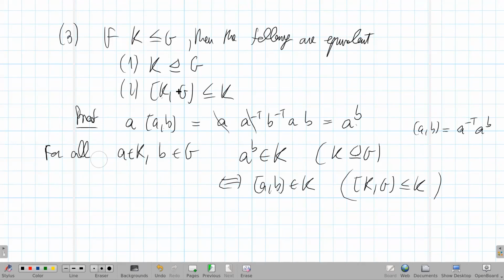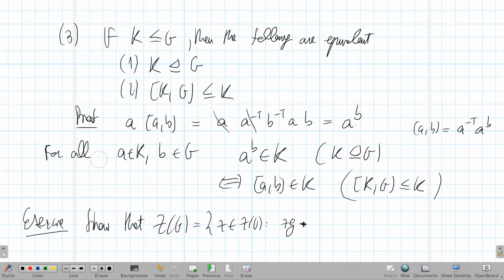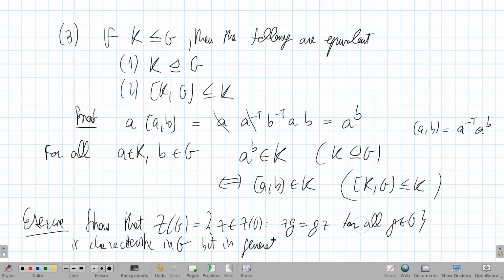Good. And here's the exercise. Show that the center of G, which, as you remember, is the set of Z in G such that ZG equals GZ for all G in G, is the kernel of a certain morphism iota that we considered a couple of lectures ago, is a characteristic subgroup in G. So it means it's sent to itself by all automorphisms, but in general, not fully invariant.